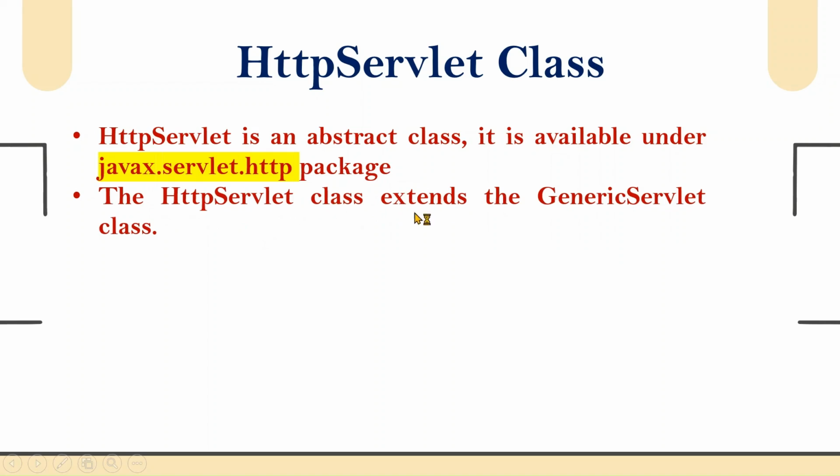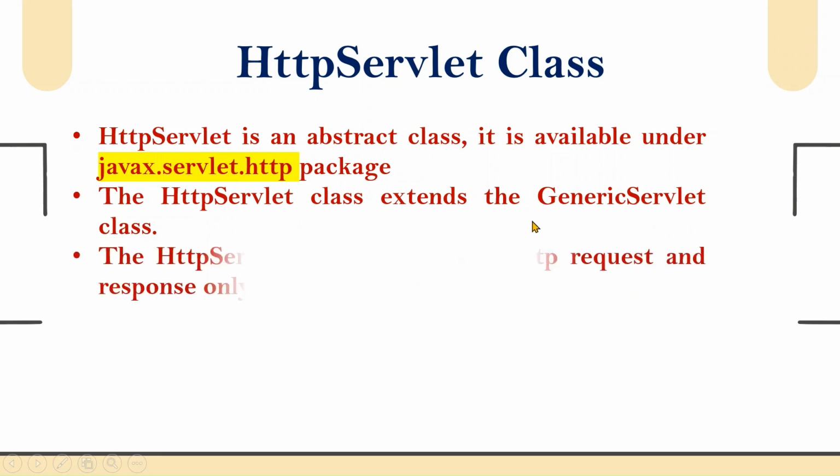Now the HTTP Servlet class extends the generic Servlet class. If you look at the hierarchy of Servlet, we have the Servlet interface at the top, then generic Servlet, then HTTP Servlet. So HTTP Servlet has been derived from generic Servlet, and generic Servlet implements the Servlet interface. So we can say that the HTTP Servlet class is also implementing the Servlet interface. Now the HTTP Servlet class is used for HTTP request and response only, whereas the generic Servlet can be used for all types of protocols.